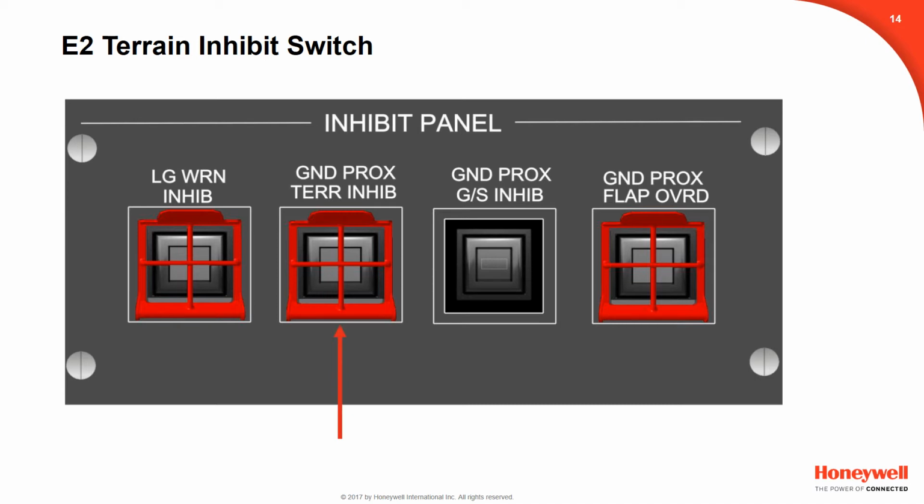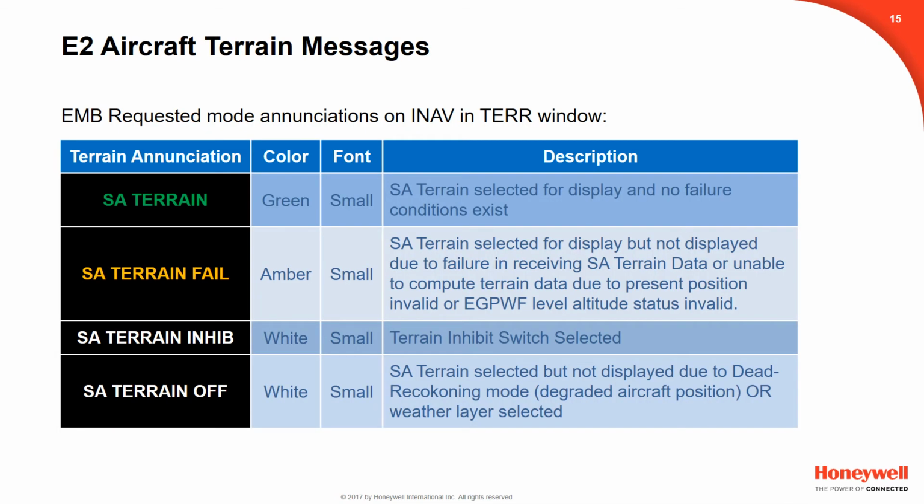When pressed, it inhibits both the EGPWF terrain display and oral alerts, and the SA or relative terrain red, yellow, green image. Terrain messages appear in the terrain window on the iNav or MFD. They are SA terrain in green, which appears when SA terrain is selected for display and no failure conditions exist.